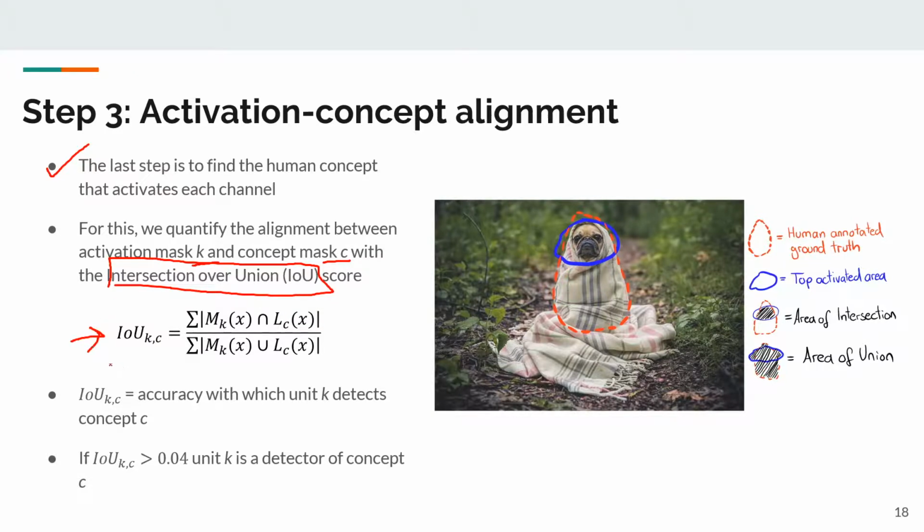Intersection over union compares the alignment between two areas and can be interpreted as the accuracy with which unit K detects concept C. We call unit K a detector of concept C when IoU_K,C is greater than 0.04. This threshold was chosen by the authors of the method.